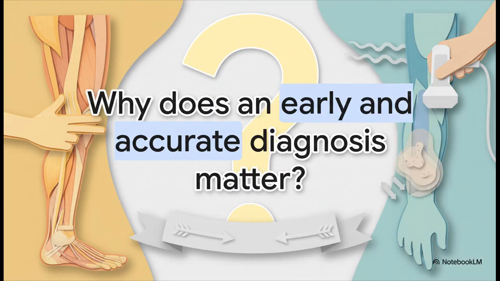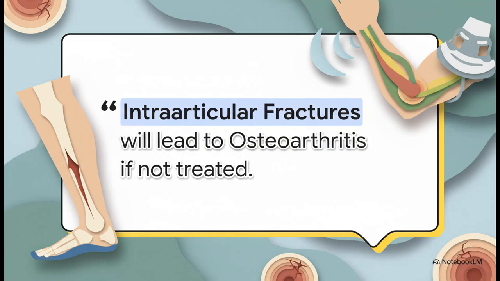But let's ask the ultimate question. Why do we obsess over this? Why does getting an early, accurate diagnosis matter so much in the first place? To really understand the stakes, think back to a core principle we learn in traumatology about what happens when you don't treat an injury correctly. It's a powerful lesson about what happens when we misdiagnose or just fail to act.